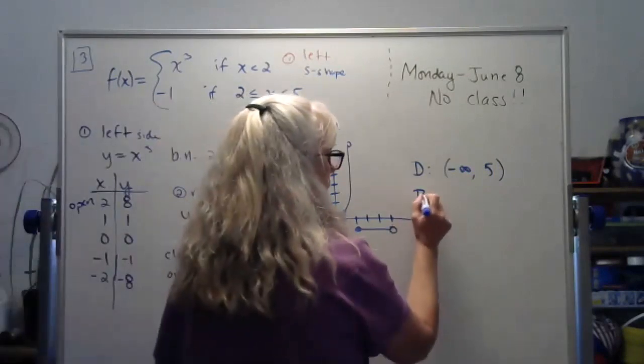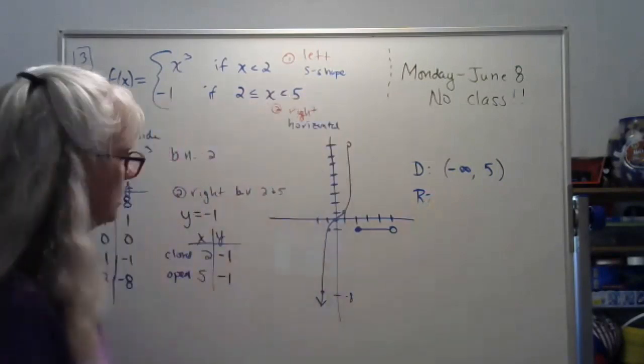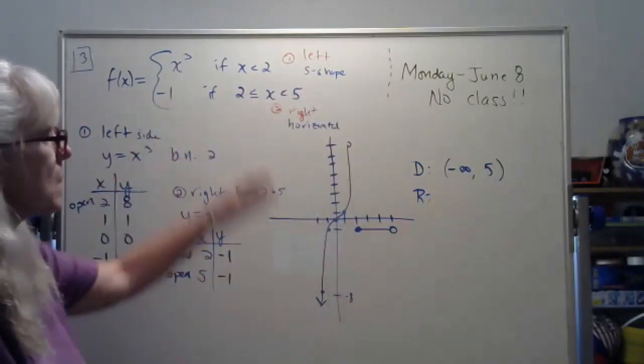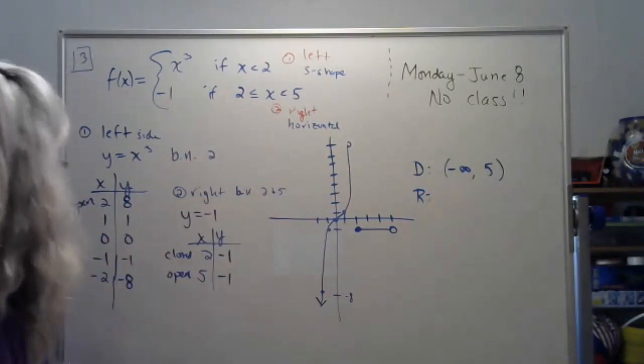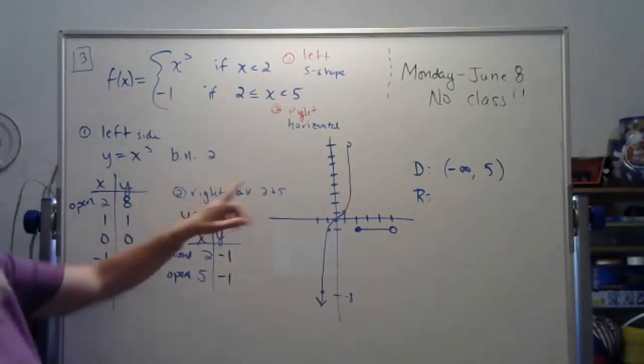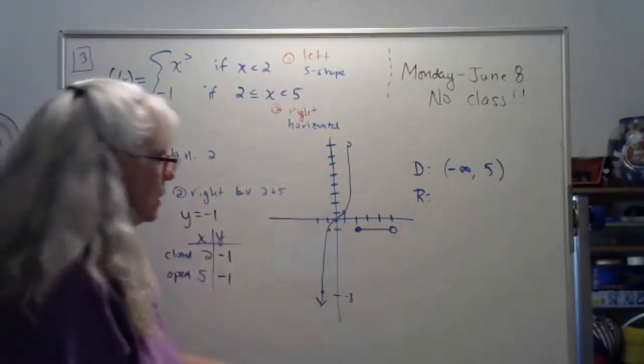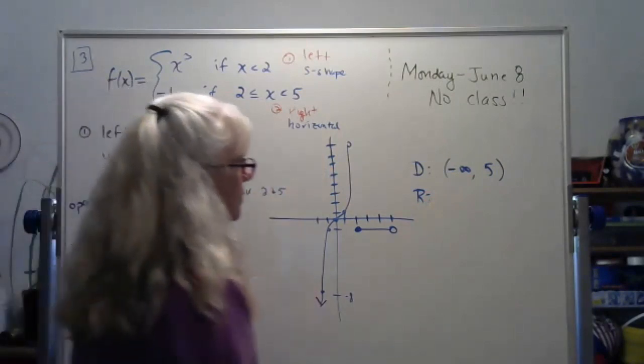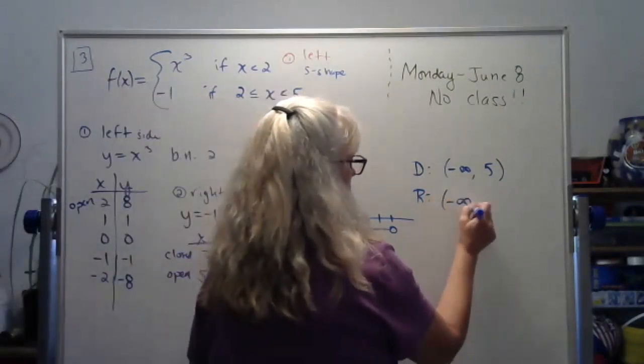So, okay, what about the range? So where's the top of the graph stop at? 8. The arrow down here is going off towards -infinity. So we're going to go -infinity to 8.